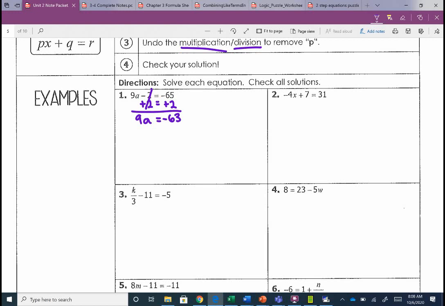So we're not finished because remember, guys, our goal is to get that variable all by itself. So in this case, it's an A. We want to get A all by itself. How am I going to do that? When the 9's right next to the A, that means we're multiplying. So how do we undo the multiplying? What do we do? Sam, what do we do? Division, yeah. We divide.